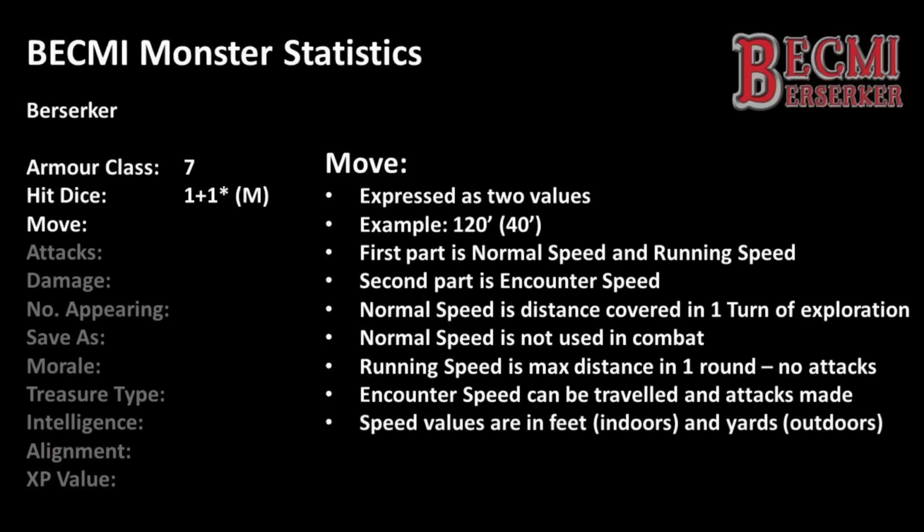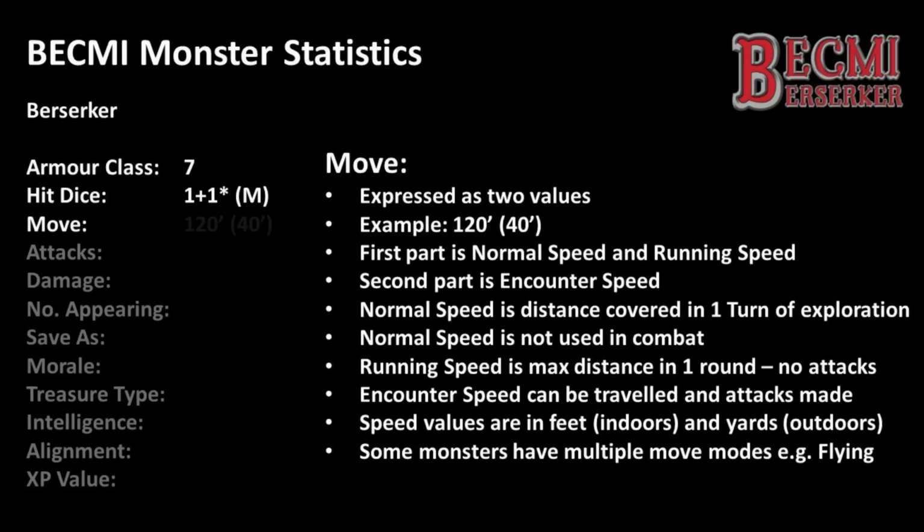The speed values shown in move are used as feet for indoor movement and yards for outdoor movement. We are told that this is to account for more cautious movement when indoors. Remember, one round in BECMI is 10 seconds, so moving 40 yards and attacking is perhaps not as much of a stretch as it might first seem, no pun intended. Finally, we may be offered multiple movement speeds in the stats due to a creature's ability to fly, or swim, etc. For now, I'll check the stats for a Berserker, and I can see that its move is 120, 40 feet or yards, depending on being indoors or outdoors.